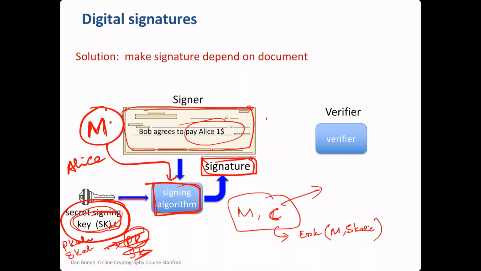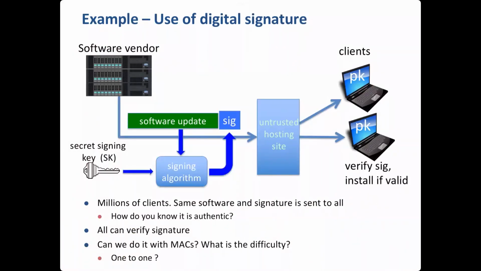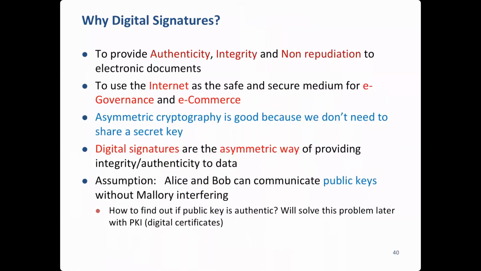This goes to anyone, say Bob. Bob will look at message M, but he has to verify that it is actually Alice's signature. What will he do? He will take this C and decrypt it using Alice's public key, PK Alice. And what will he get as a result? M. He will compare the received M with the calculated M and get the answer. Okay, so this is simple. This is a digital signature, right? Of course, we'll come to the use of that a little later.